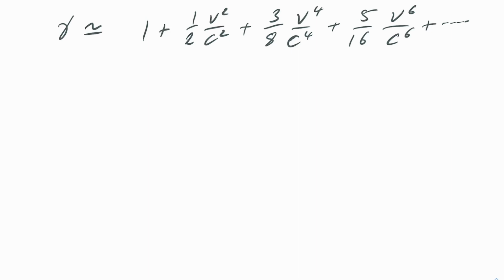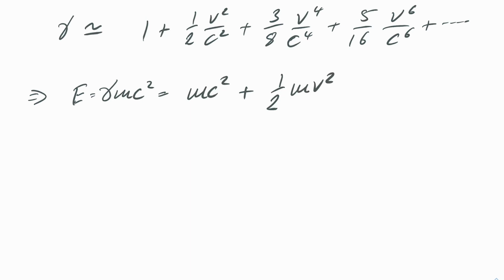Therefore, if we put this into the formula for the energy, which is gamma mc squared, the first term gives us mc squared, Einstein's famous formula. The next term is 1/2 mc squared times v squared over c squared, leaving us with 1/2 mv squared, the familiar kinetic energy. And then the next correction is the relativistic factor, 3/8 m times v to the 4 over c squared.